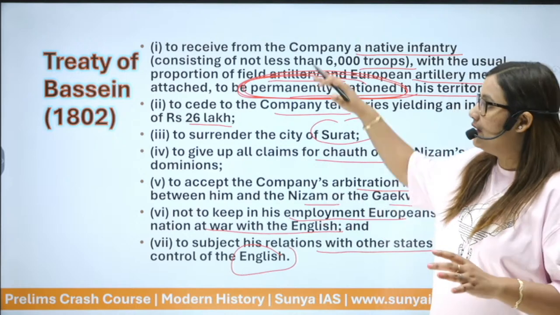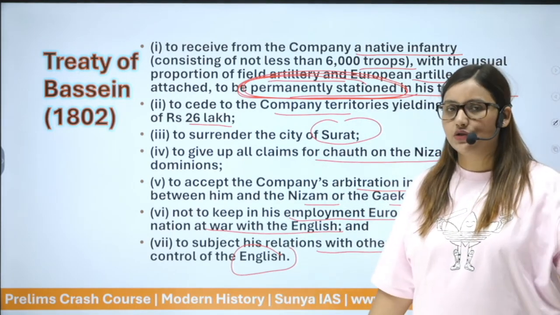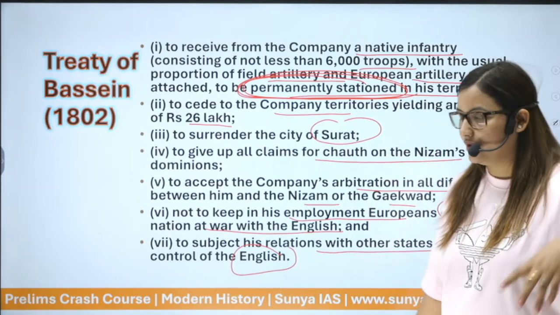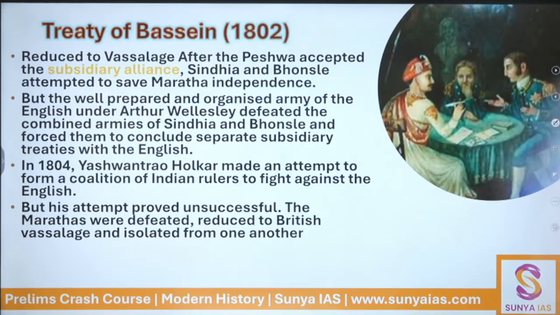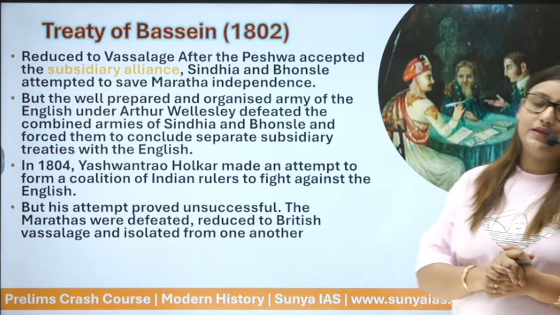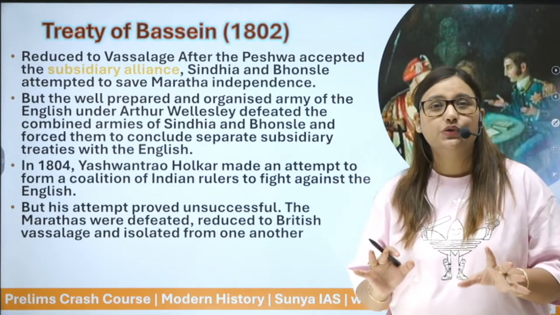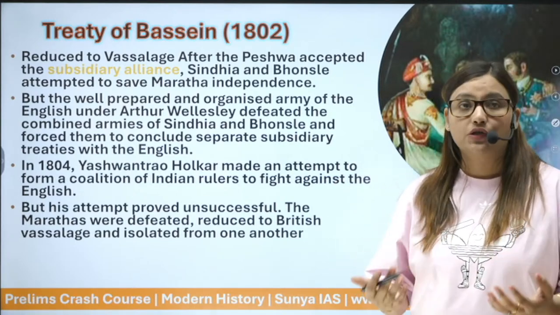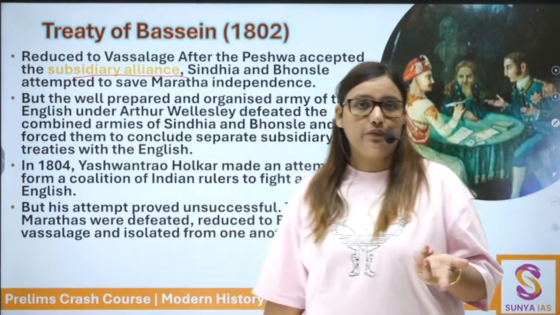So it's very similar to subsidiary alliance, right? In the subsidiary alliance also, the same kind of provisions used to be there. So if you look at the provisions of the Treaty of Bassein, it is like a subsidiary alliance. By this Treaty of Bassein, the Peshwa power was completely destroyed. It was reduced to vassalage after the Peshwa accepted subsidiary alliance, which is in the Treaty of Bassein.